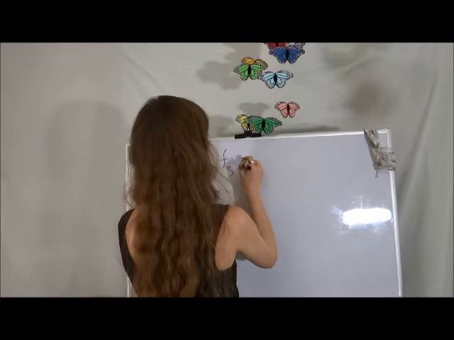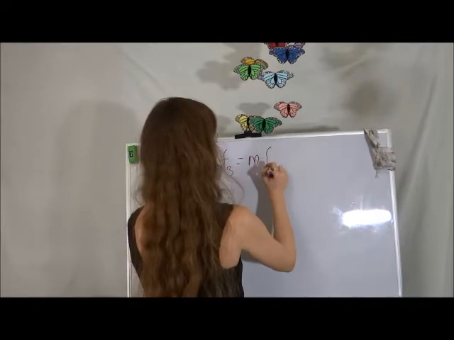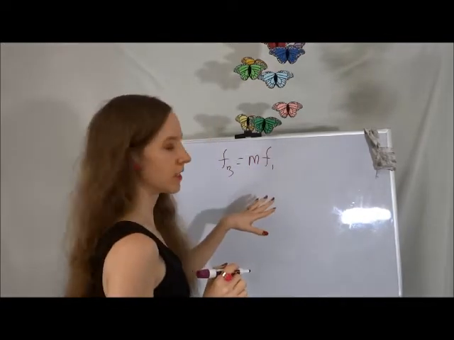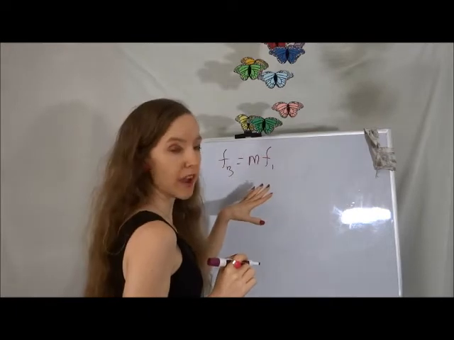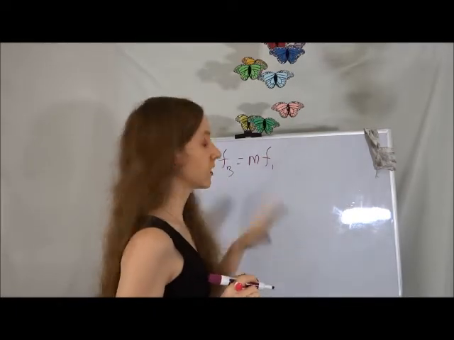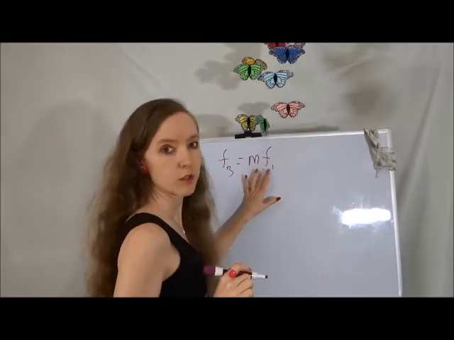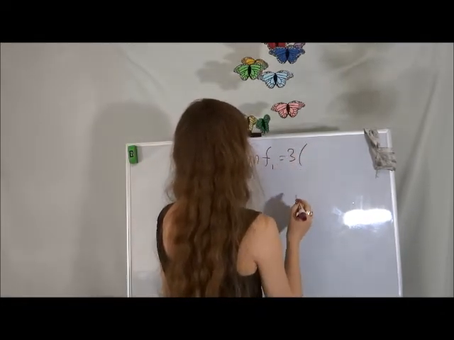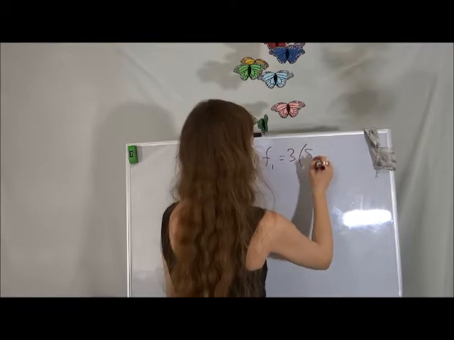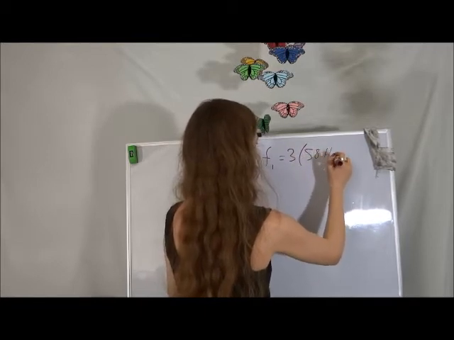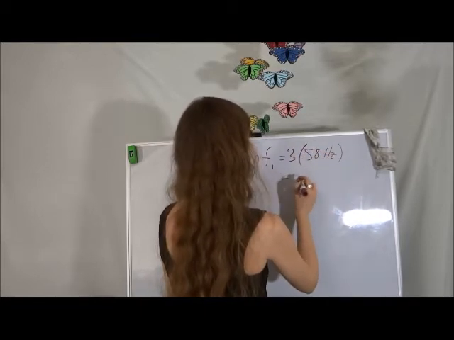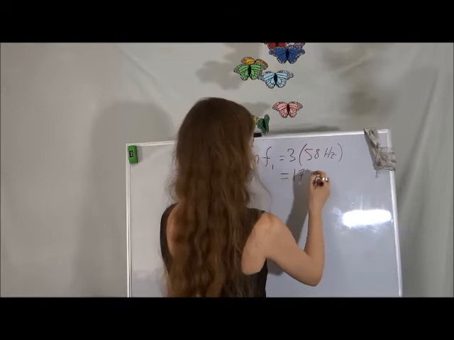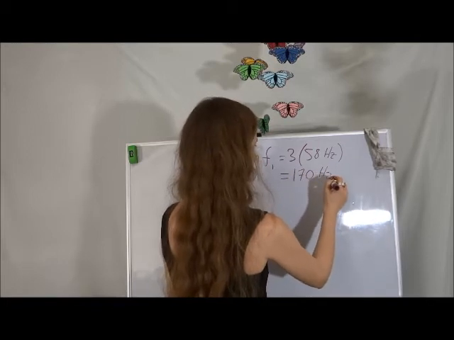To get our next frequency, F sub 3 is equal to m times F sub 1. We could have used m times V over 4L, but since V over 4L is the same each time, we can just use F1 instead. So we're going to have 3 times 58 hertz, which works out to be about 170 hertz.